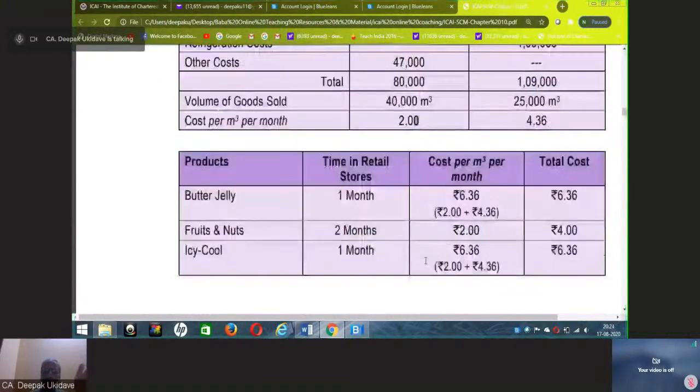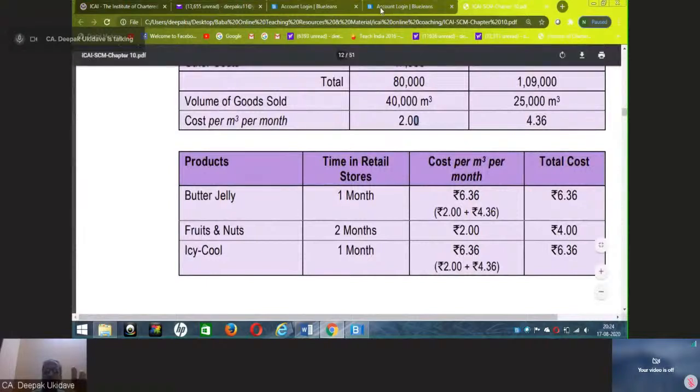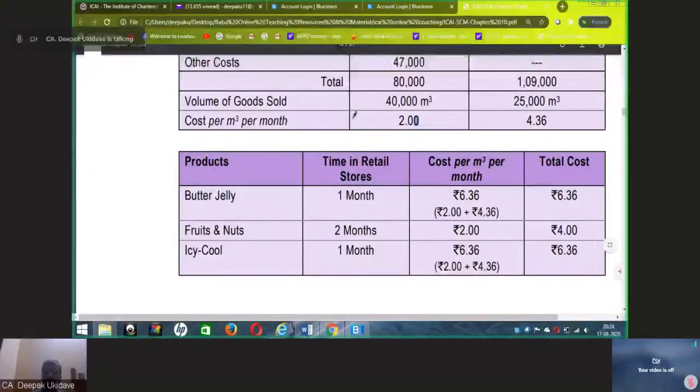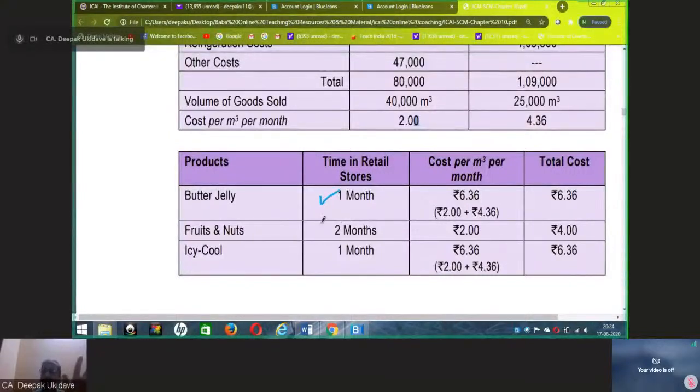So the second table is product-wise cost, and we prepare it like this. Again 3 products, butter jelly, fruit and nuts, and ICAI. Look at this table, again the calculation. Butter jelly is in the retail store for 1 month, fruit and nut for 2 months and ICAI for 1 month. This data is picked up from the case study. Cost per metric cube we worked out in the above working, that is 2 plus 4.36, 6.36. This is only 2 because no cold storage is required, and this is again 6.36. Multiply 6.36 by 1, 6.36; 2 into 2, 4. Simple calculations. So now we have the figures 6.36, 4 and 6.36.